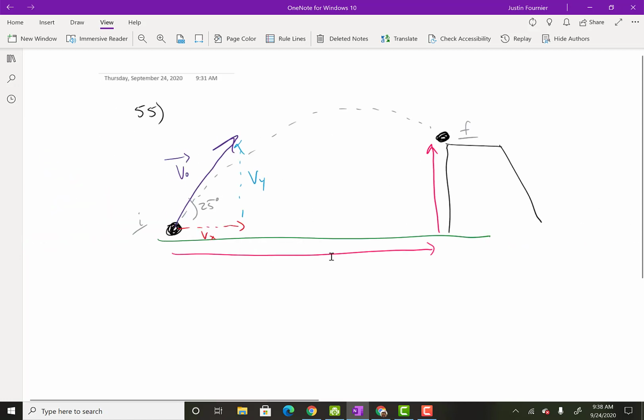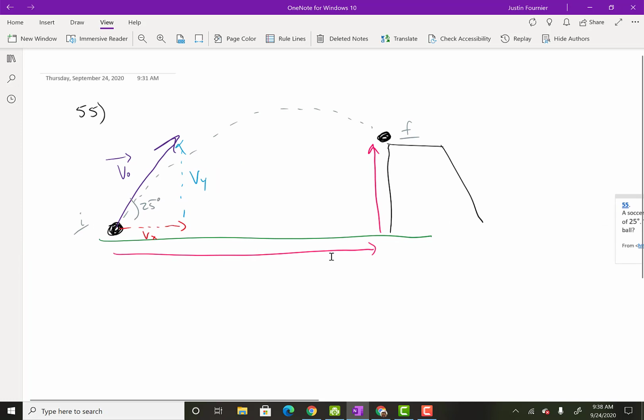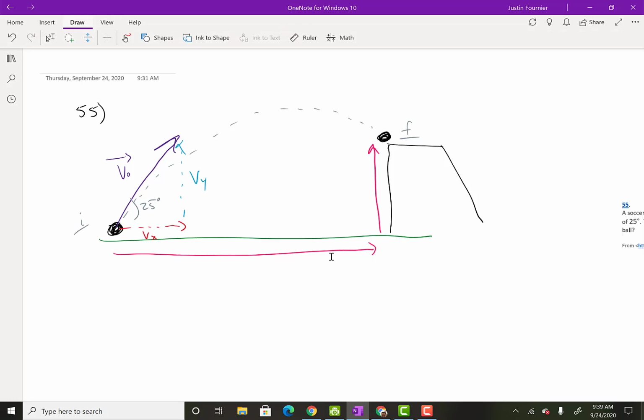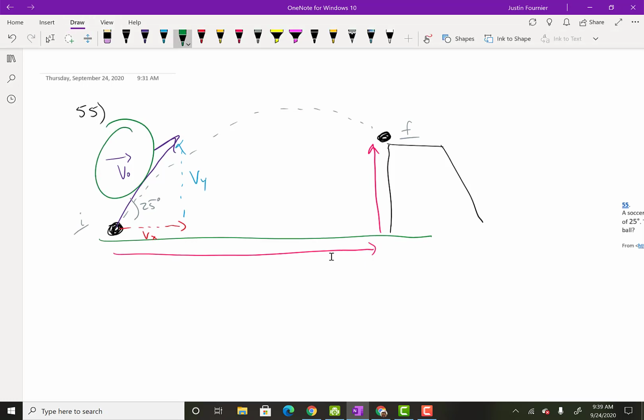So here's my diagram. I've got my initial velocity, and then I split that up into V naught y and Vx, like we do with most projectile problems. I'm going to set my origin to be where the soccer ball is at the beginning. That means the ball is going to hit the goal at the top, at a height of y, and a displacement x in the horizontal direction.